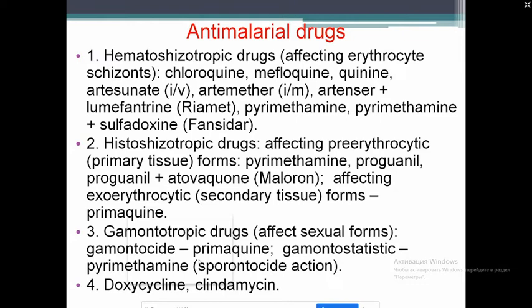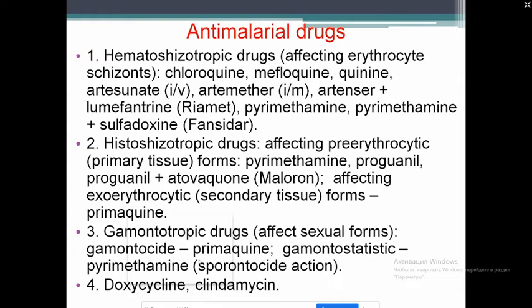histoschizotropic drugs, affecting pre-erythrocytic or primary tissue forms: pyrimethamine, proguanil with atovaquone or Malarone. Affecting exoerythrocytic or secondary tissue forms: primaquine, dear students. Now, dear students, in Russia there is a problem. We don't have primaquine. For prevention of relapses of malaria in vivax and ovale malaria, primaquine is absent now.